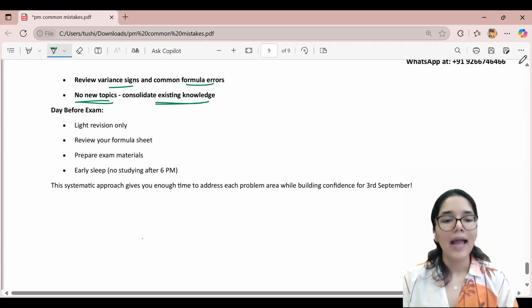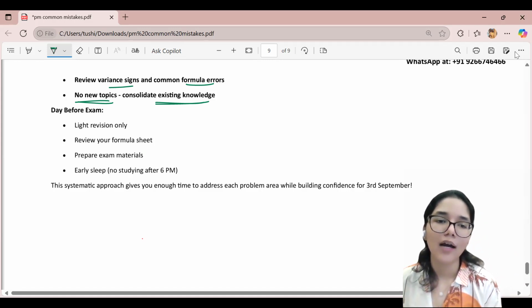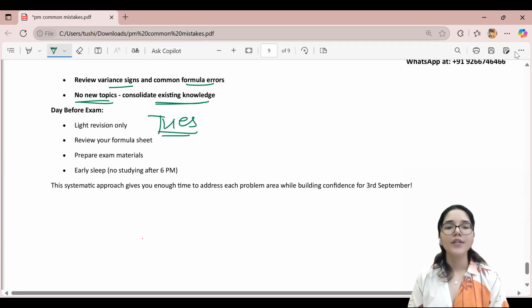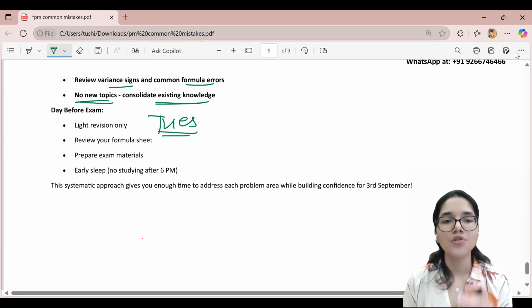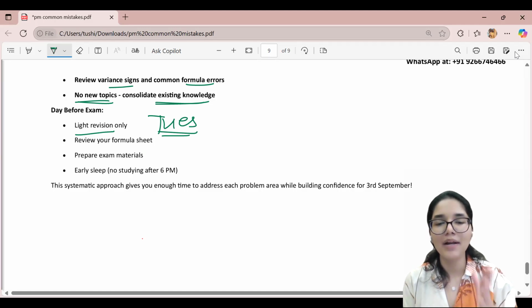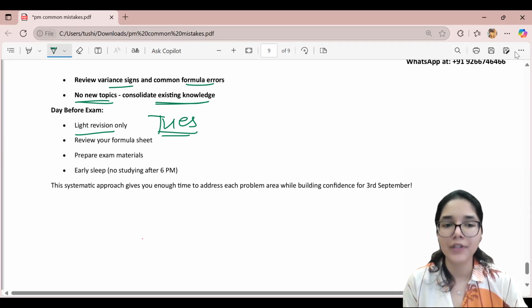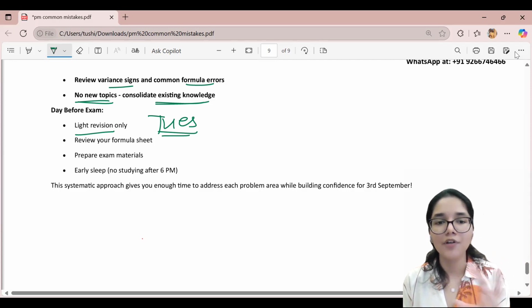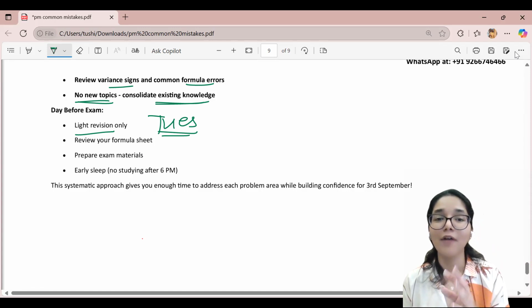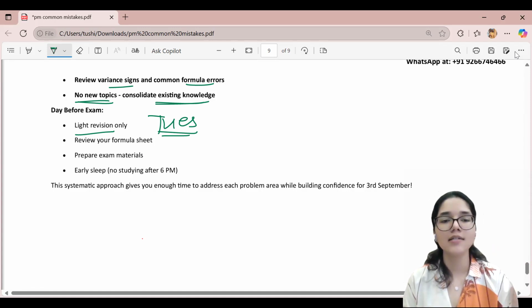And then finally, when you come to Tuesday, which is the day before the exam, you are not going to stress yourself too much. You will only do a light revision, preferably in the first half of the day. I'm assuming that even if you're a working student, you would have managed to get a leave one day before the exam. On Tuesday, you're not going to think too much about the exam, just some light revision in the first half of the day.